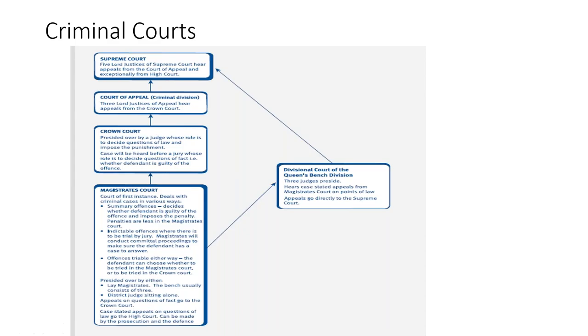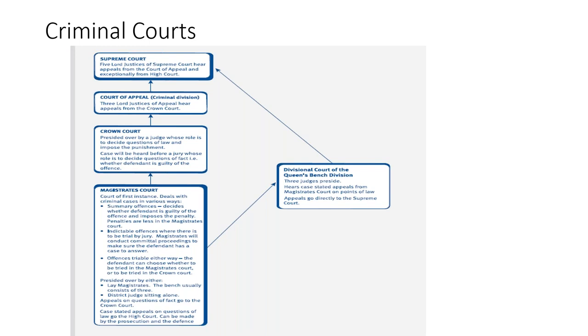Okay, coming to the criminal courts. We will be looking from bottom to the top. The very first criminal court is the Magistrate Court. I also told you about it in the civil courts. The main jurisdiction of the Magistrate Court is in criminal cases. The Magistrate Court is the Court of First Instance, which means all criminal cases will first be heard at the Magistrate Court. Once the hearing is done there, it can go to the other courts.